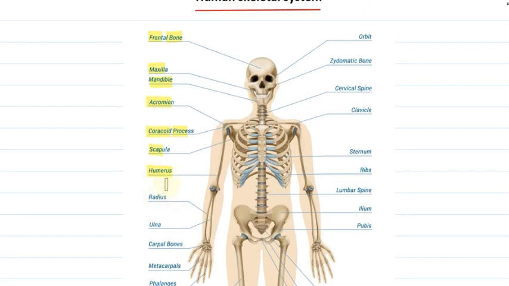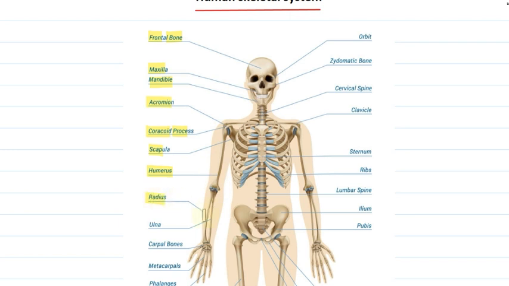What is the humerus? It is the long bone of the upper arm. In our arm it is a long bone present at the upper portion, and it extends from the shoulder to the elbow. So this is the elbow, this is the shoulder, and it extends from the shoulder to the elbow.